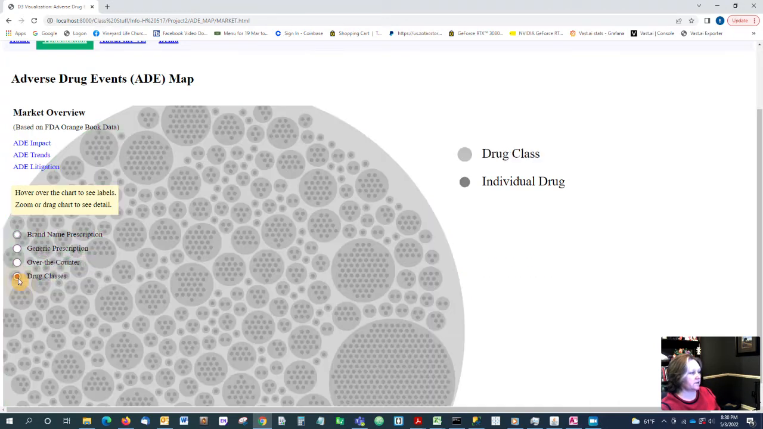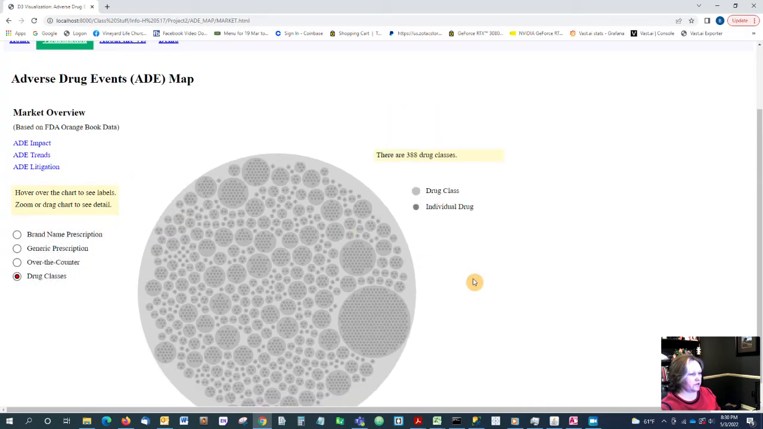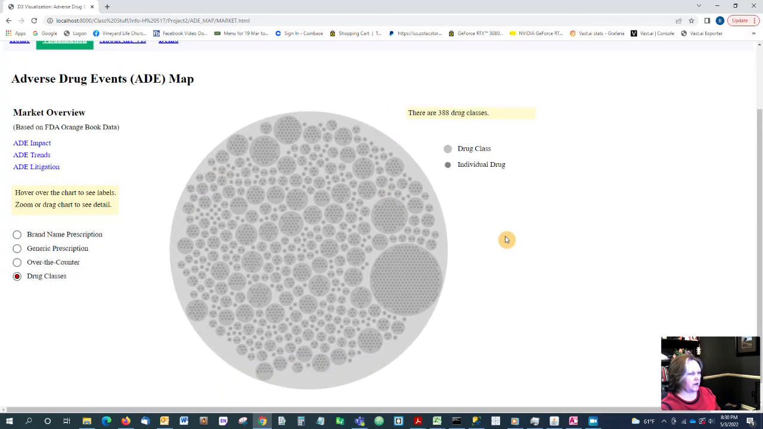For the drug classes, there's a similar breakout here. So you can see this class is a histamine class that has 23 approved drugs. And so you can just get a general idea of the size of the market, how many companies and how many drugs are involved. And so that's mostly for background for the adverse drug events.